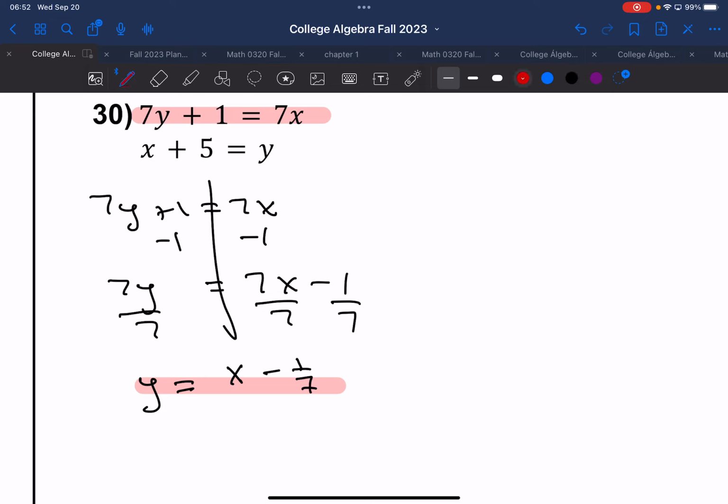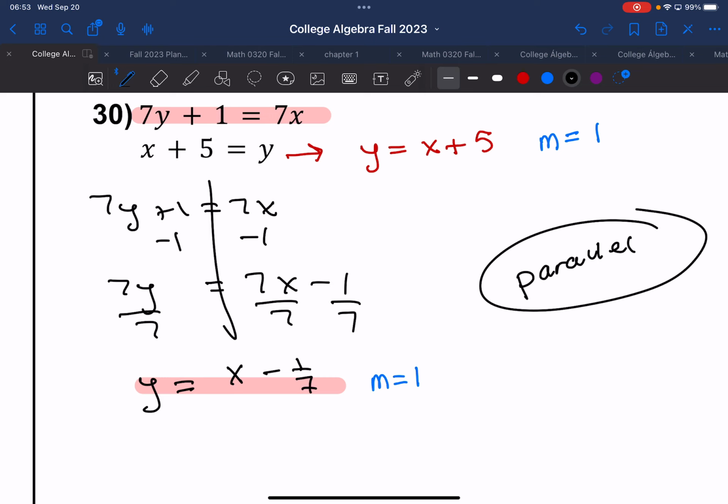And then this equation here, we could just swap it as y equals x plus 5 to put y on the correct side. Okay. So now that we've done that, what is the slope of the equation I wrote in red? 1. What about the other slope? 1. So what type of line is it? Parallel. Because both of these slopes are the same.